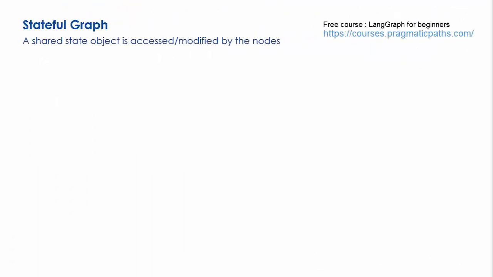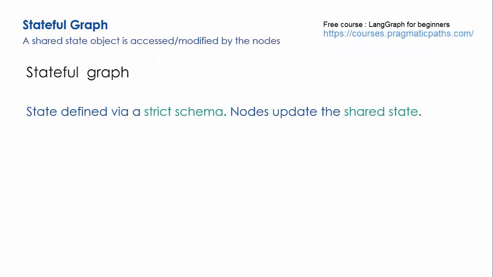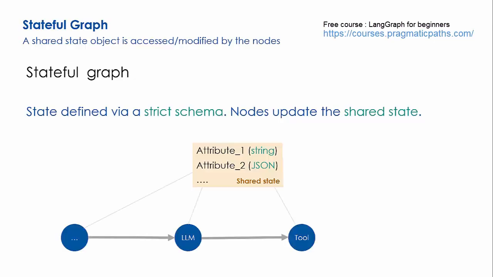In a stateful graph, there is a shared state object that nodes can read and modify. The state for the graph has a defined schema, so its structure is clear upfront. Each node in the graph can read and modify this shared state as it runs. When the graph finishes executing, the output you get is just the final state after all the updates.